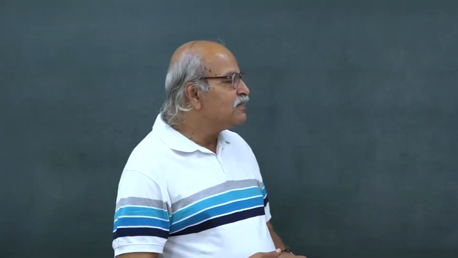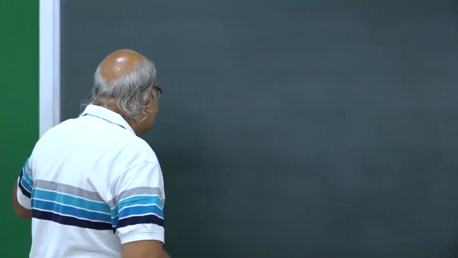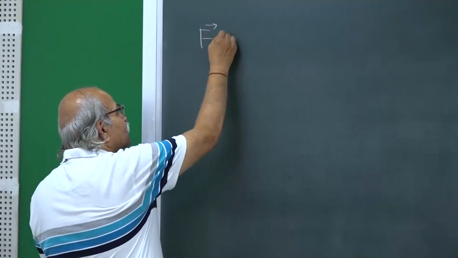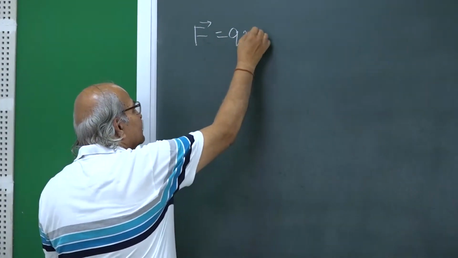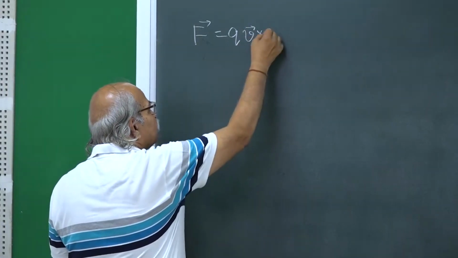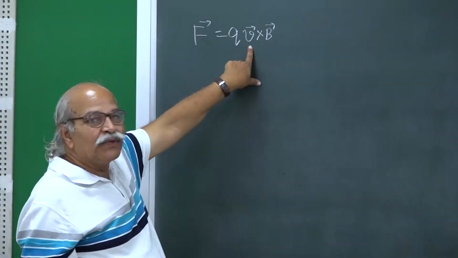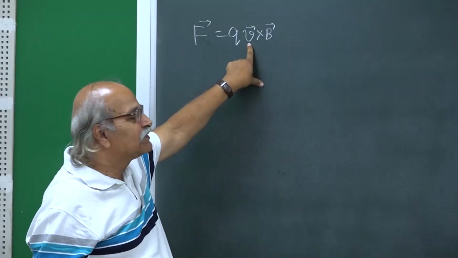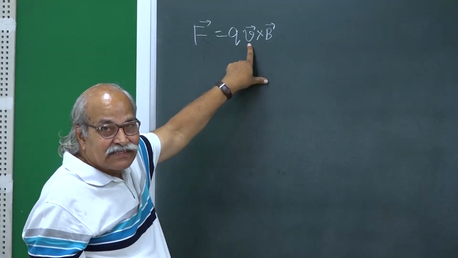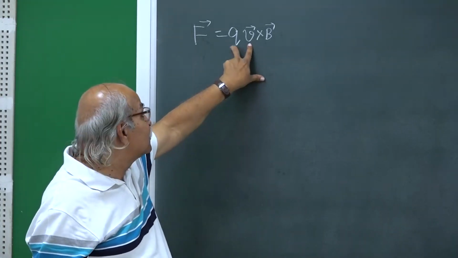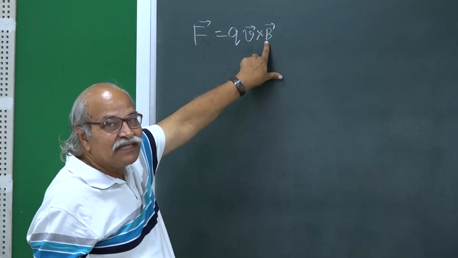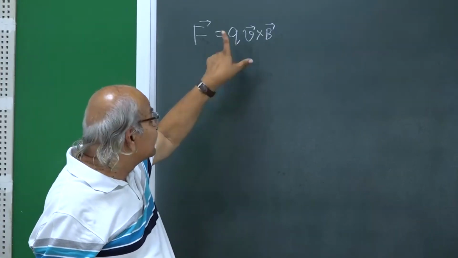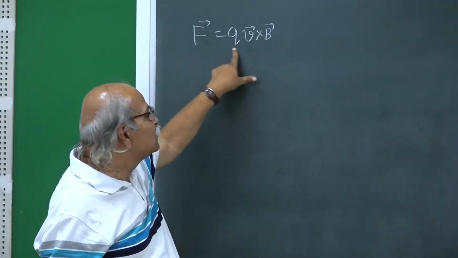Now, magnetic field, as you know, is defined by its action. F is equal to Q V cross B. So, if you have a charged particle having charge Q and moving with velocity V, and at that location you have a magnetic field, then at that instant the force on this particle will be given by F equal to Q V cross B.